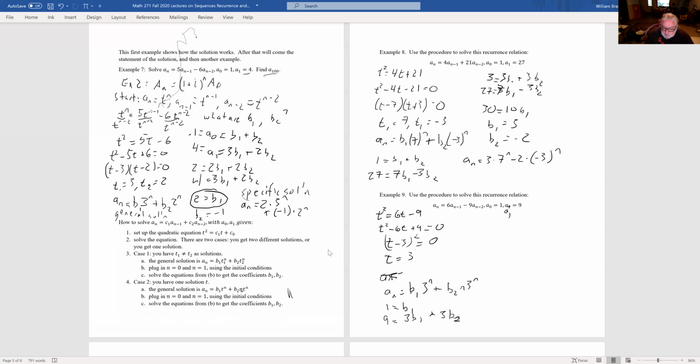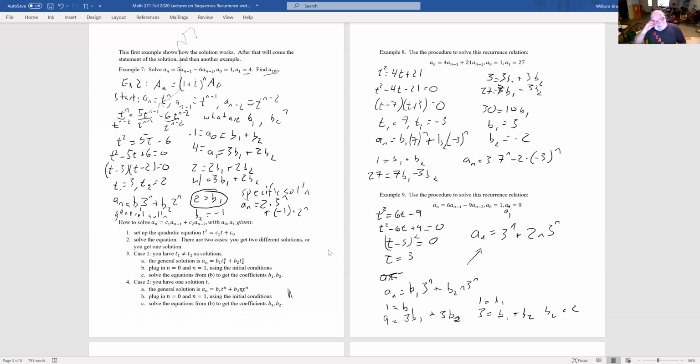And that's a 2. So my two equations are 1 equals B1, and if I divide everything here by 3, 3 equals B1 plus B2. And so since B1 is equal to 1, that means B2 equals 2. And so my solution, an equals, B1 is 1, so 3 to the n, plus B2, 2n, 3 to the n. That's my solution. It's not super complicated, but you do need to practice it a little bit.